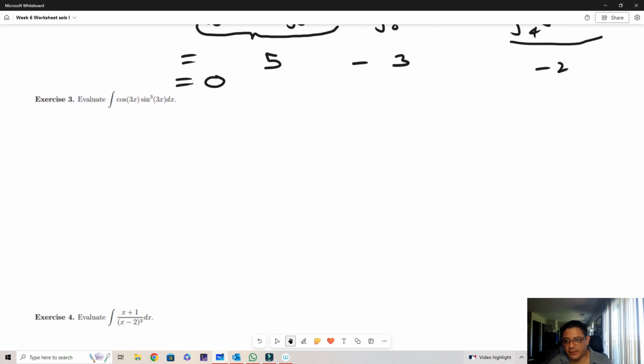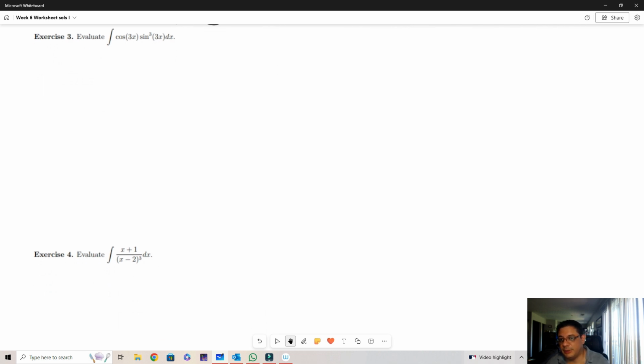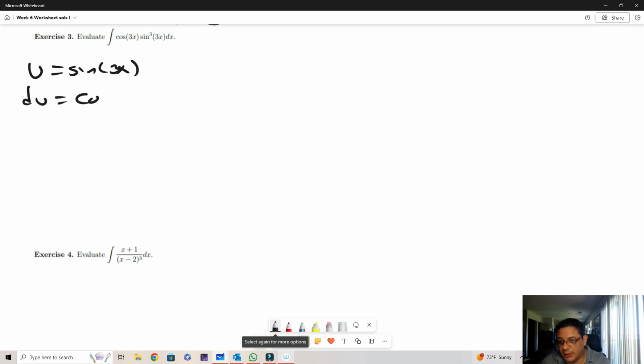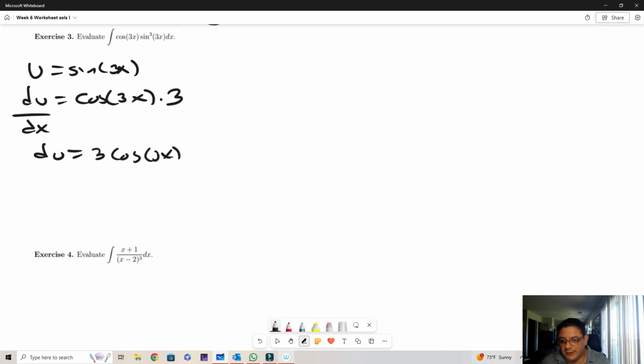All right, let's transition to exercise 3. In exercise 3, we have the integral of cosine of 3x times sine cubed of 3x dx, and this is clearly a substitution. The substitution is going to take sine of 3x as u. So u is sine of 3x, and so du is of course going to be cosine of 3x times 3 because of the chain rule here, so du is 3 cosine of 3x dx, or you can think of this as du over 3 is cosine of 3x dx.